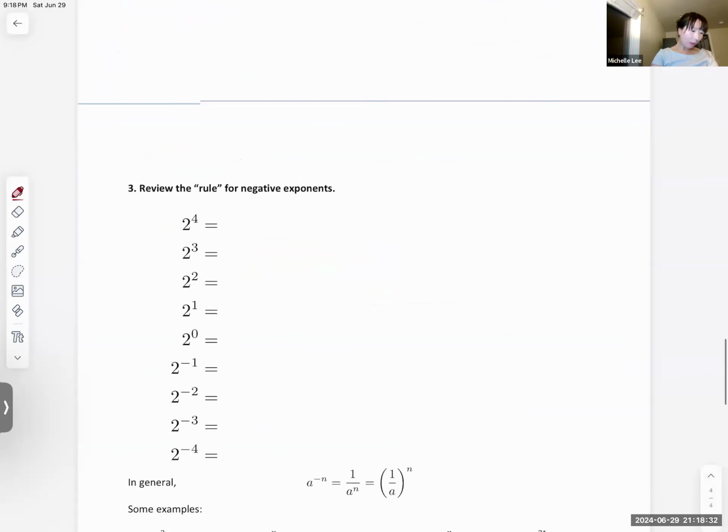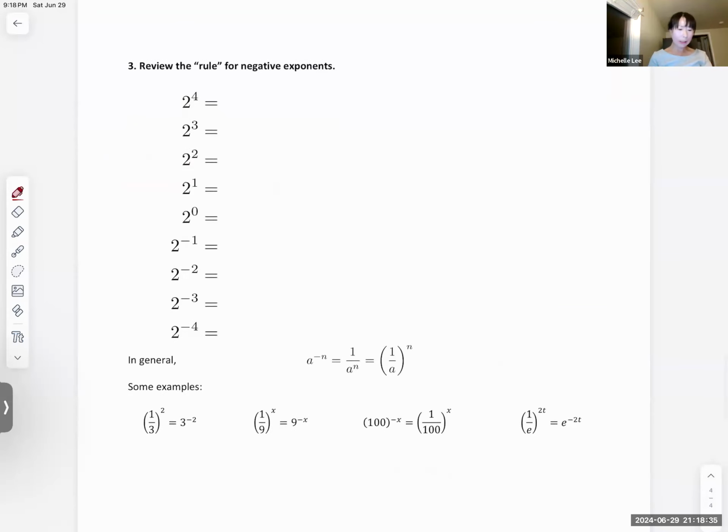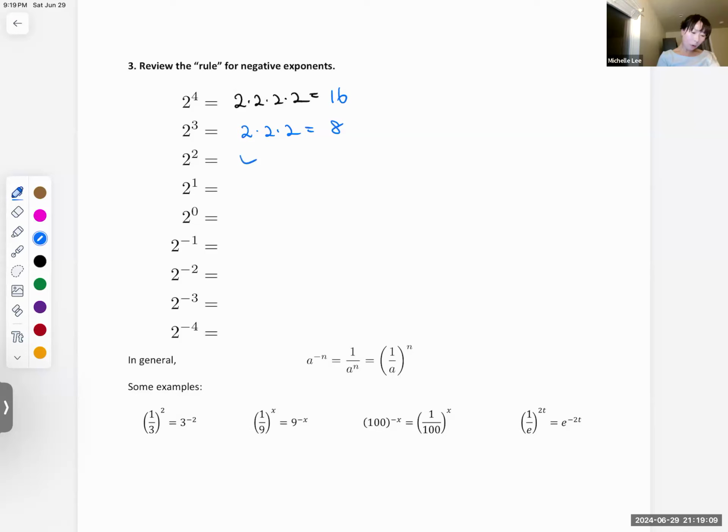All right. Let's do review rules. So we know how to calculate the exponent, right? 2 to the fourth power means 2 times 2 times 2 times 2, which is 4 times 4, which is 16. 2 times 2 times 2, which is, wait a minute, that's 8, right? And 4, this is 2, and 2 to the 0 power.